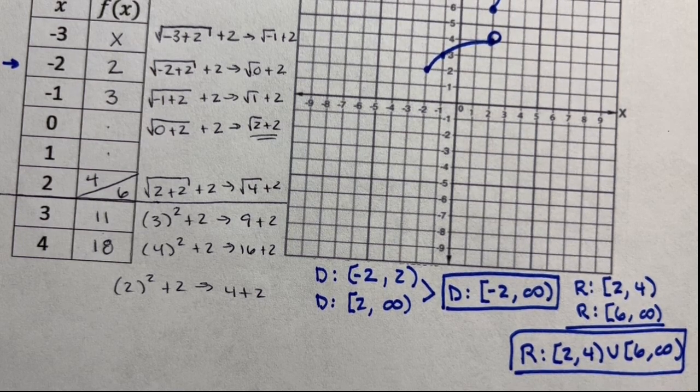So domain is our x values, our input values. Our range is our output, or y values.